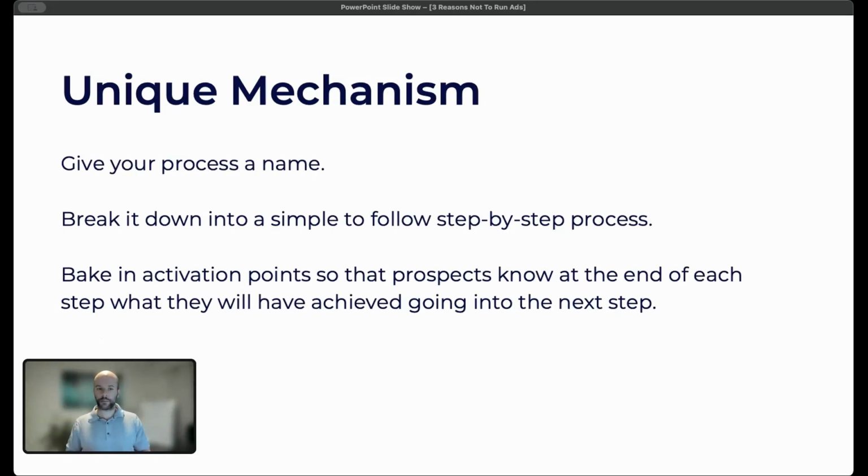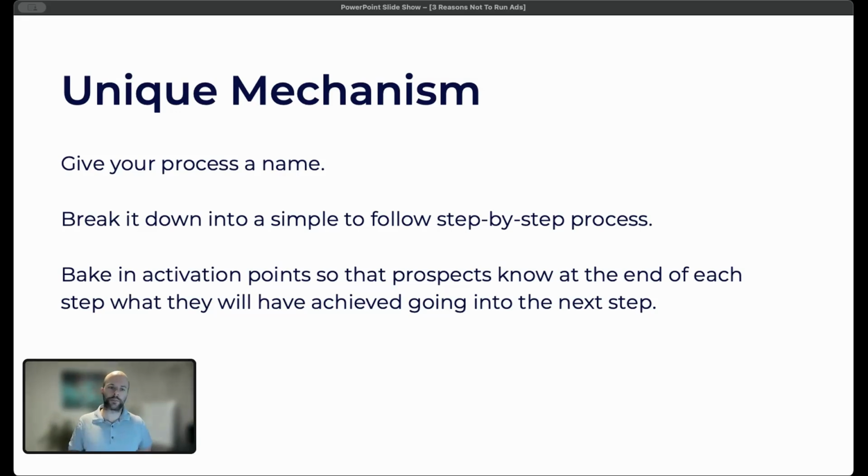Next, we have the unique mechanism. Now, this is to help you stand out in the market. So you want to give your process a name. Even if you've learnt your process from somewhere else and some certification or something, typically there's going to be an area of that process that is probably quite custom to you, quite adjusted to what it is that you've experienced in your life, and you've put your own little sprinkle and flair onto that mechanism, that process. So this is your unique mechanism.